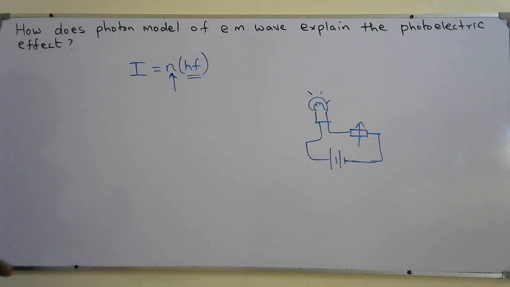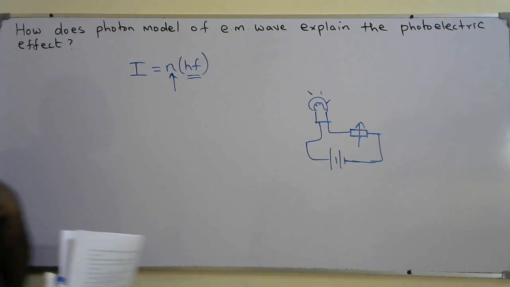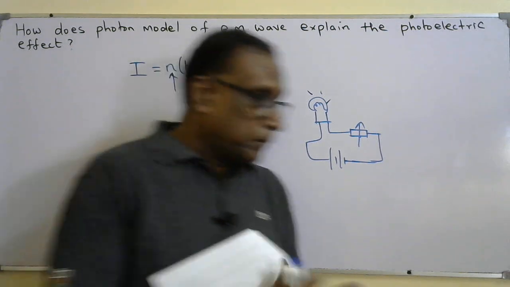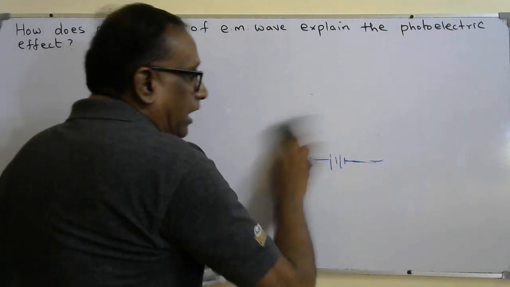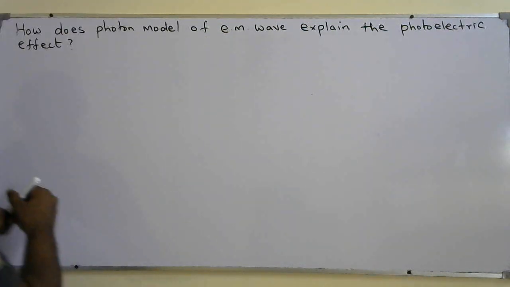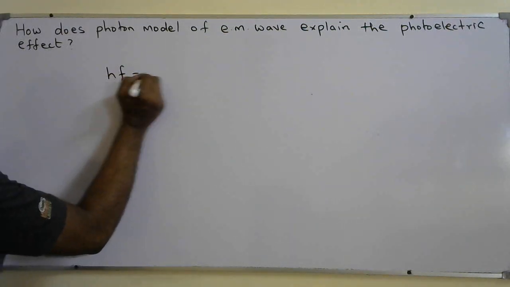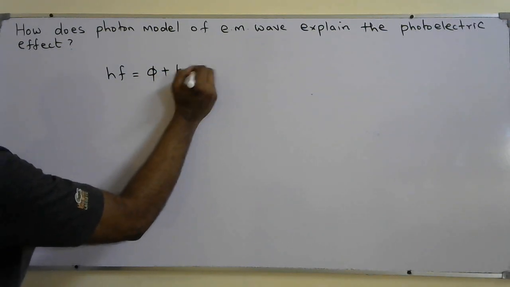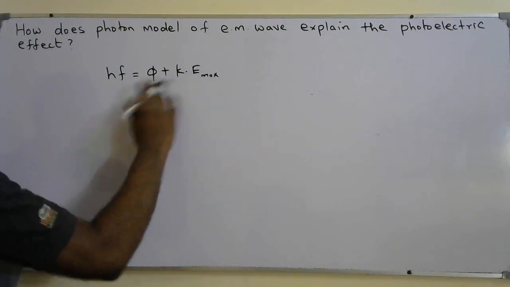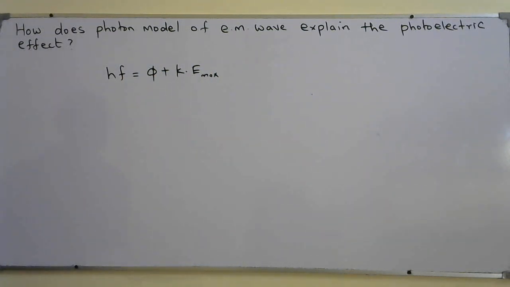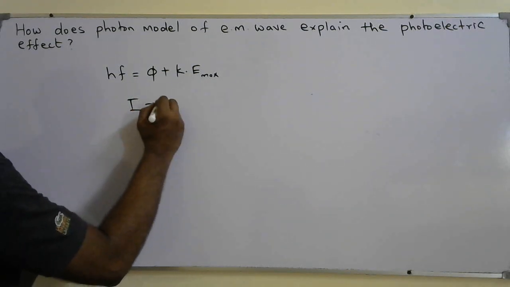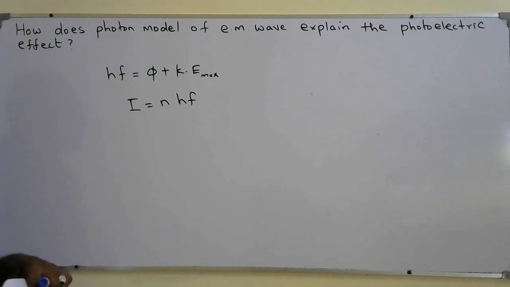Here, in the wave theory, we had a problem. Wave theory says when the intensity of the wave increases, the kinetic energy of the electron released must increase. But we know the equation for the kinetic energy of the electron according to Einstein's equation: hf equals phi plus KE max for the surface electron. For inner electrons, we can't put KE max; we can put KE with phi 1 or something. Now, intensity is given by I equals n times hf.